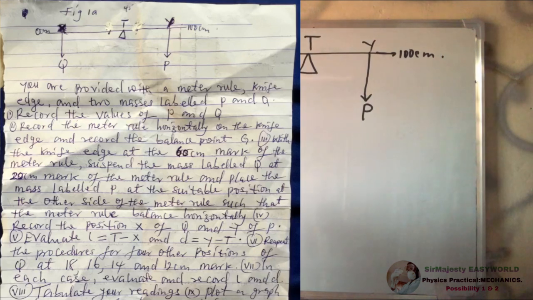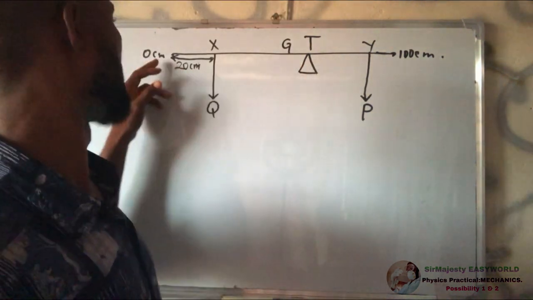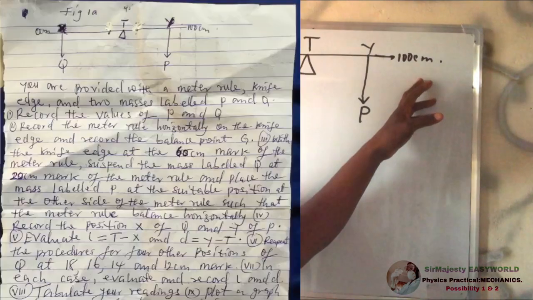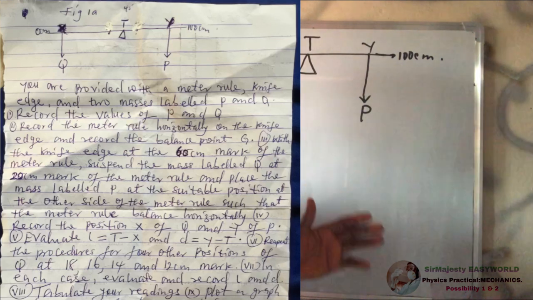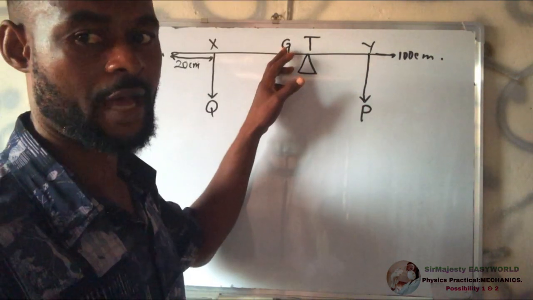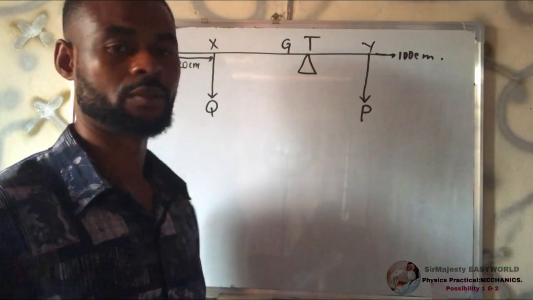Then the second one is record the width of the metal rule when it is balanced horizontally on the knife edge. This is the knife edge, and this is the metal rule, measured from 0 to 100 centimeters. Then after balancing the metal rule on the knife edge without hanging any mass on it, record the balance point called G. The balance point is here, which is the G. And later we shift the position of the knife edge to another point.